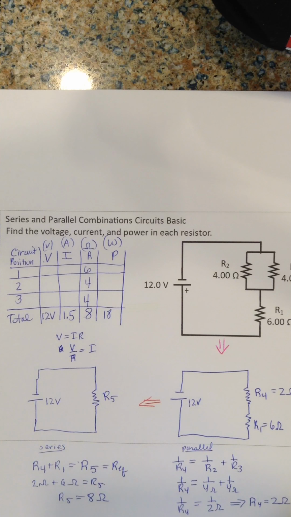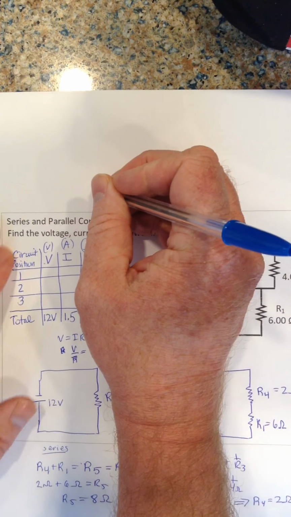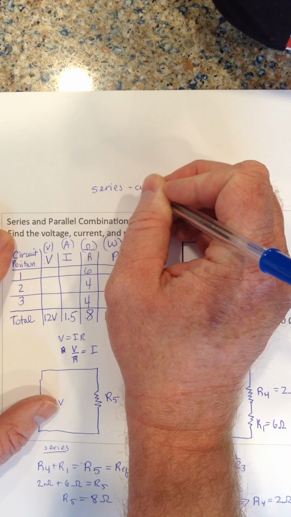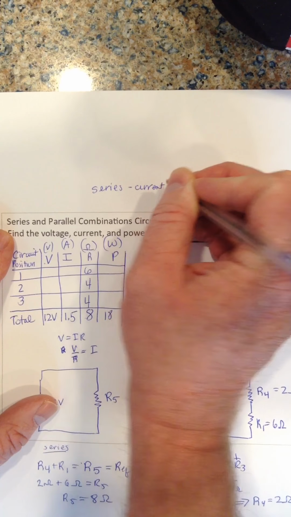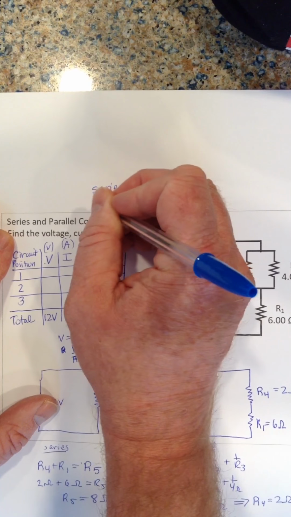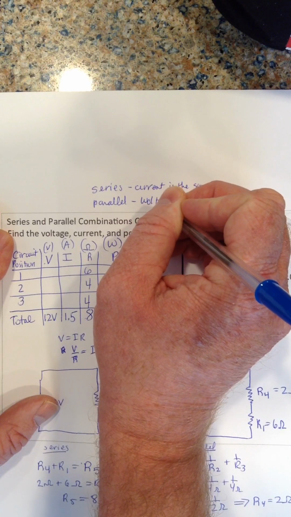Okay, here's part two where we're going to finish the analysis. And the other thing you've got to keep in mind is in series, the current is the same, and in parallel, voltage is the same.